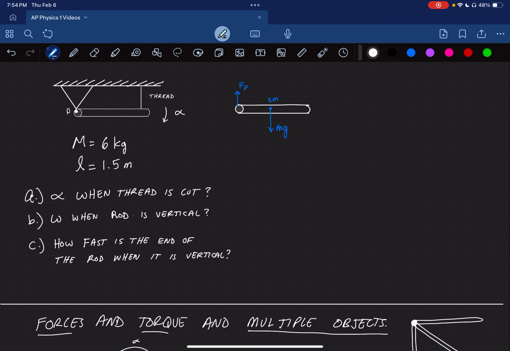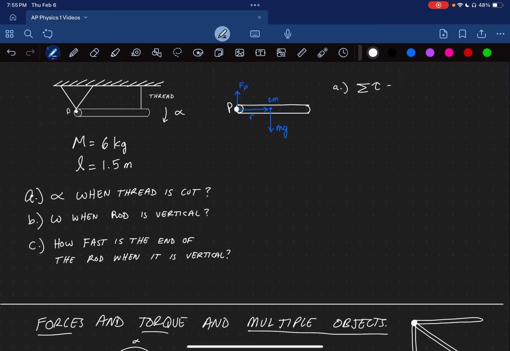Now it's rotating around point P, and so the force causing torque is really just the gravitational force. We've done this before. Since there's only one, I'm just going to call the distance R. So let's figure out part A. What is alpha when the thread is cut?